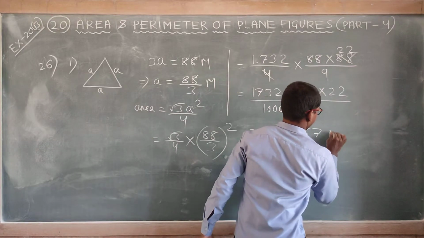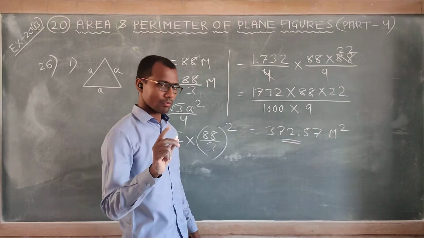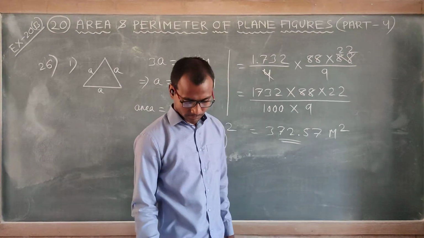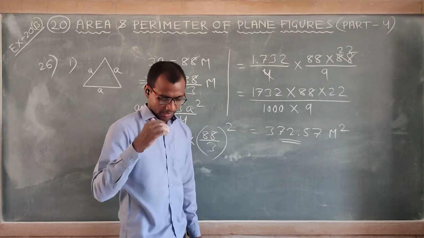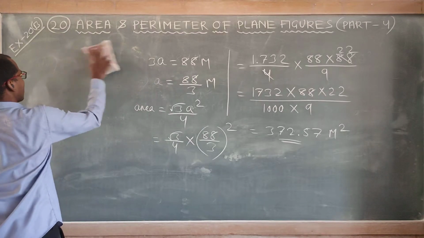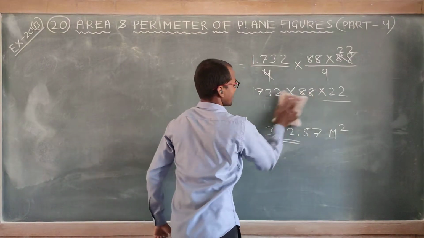This is square meter solution. So area of the equilateral triangle formed by the same wire is 372.57 square meter. Clear? Now let us move to rectangle. Triangle is over. Now let us move to rectangle. Same question. Second bit.